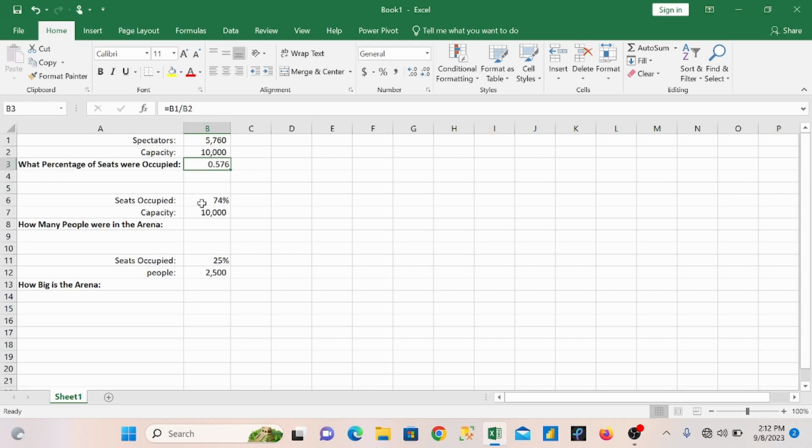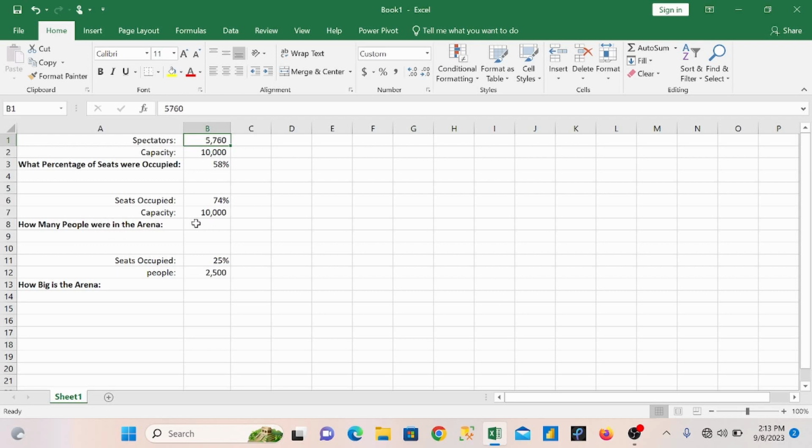Okay, and it's giving me this number now. Of course, this number is not a percentage. So I need to come up here, to this place I'm hovering right now, this percentage symbol. I just hit it. And so if 5,760 spectators are in a stadium capacity of 10,000, so 58% of that stadium has been filled.